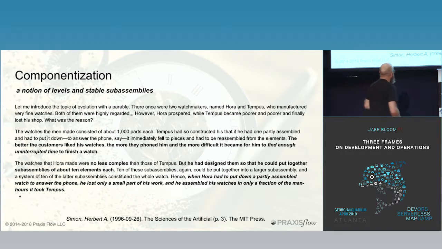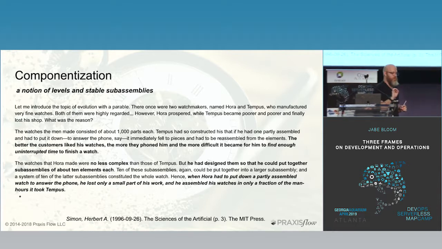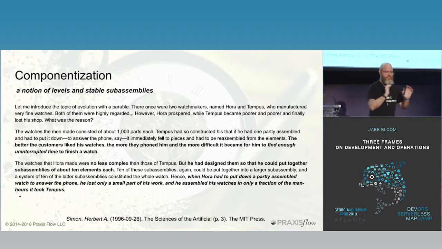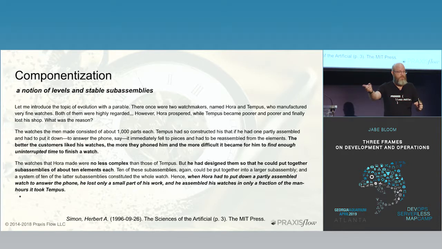On the other hand, we have Hora, and Hora has figured out hierarchical stable subtypes or stable subcomponents. What he does is he makes little components that make up a bigger watch, so that he has to get done with making a small part of the system, and then if he's interrupted, that part of the system stays stable while he's interrupted, and he can come back and just assemble the subparts into a larger part.